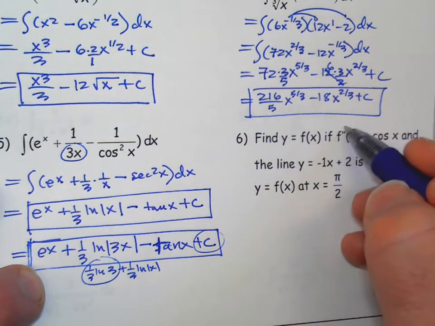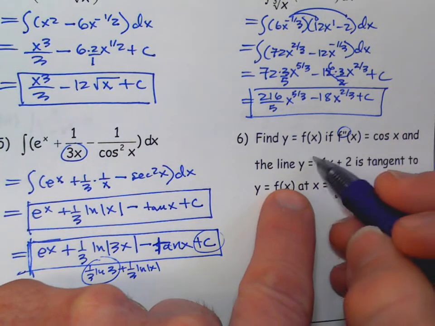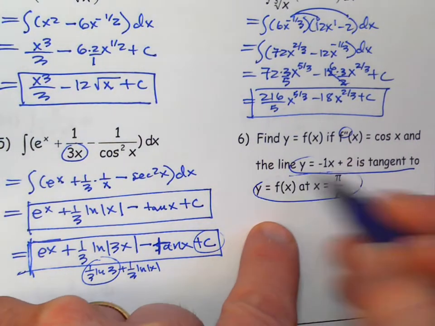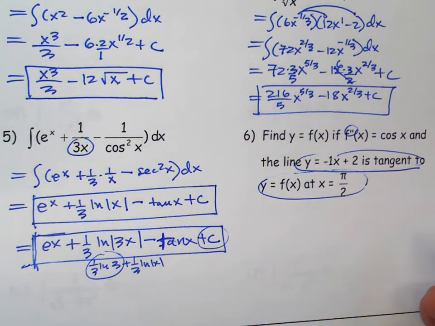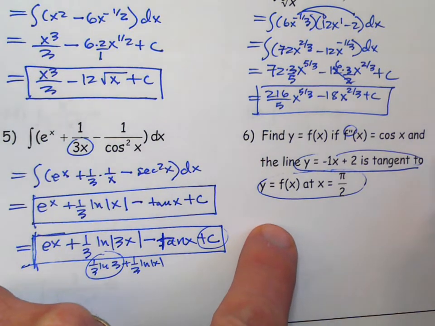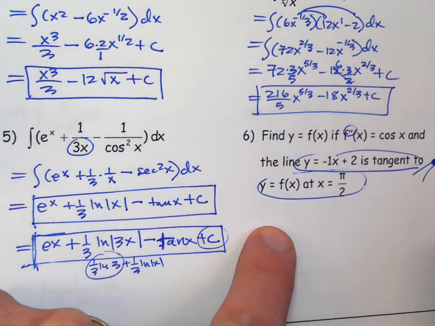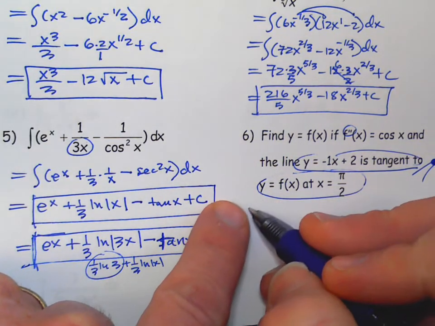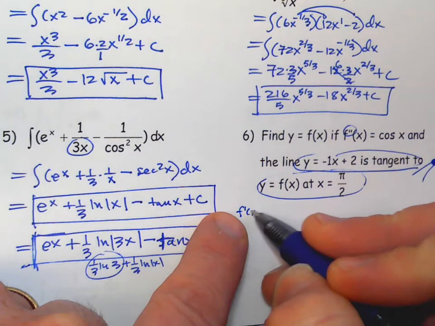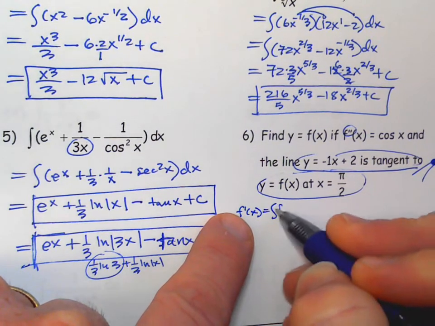Okay, this one, I've given you a second derivative and a line that's tangent to the curve at this point. So the tangent line is going to give you a couple of things, like it's going to give you the slope at a point and also the y value at the point, because we know the tangent line to a curve, they share a point and they share the slope. So first thing we need to do is work backwards. We've got to find the first derivative by integrating the second derivative.